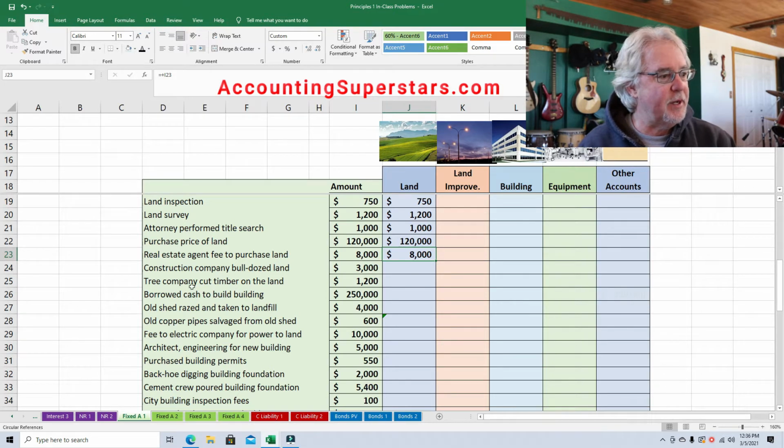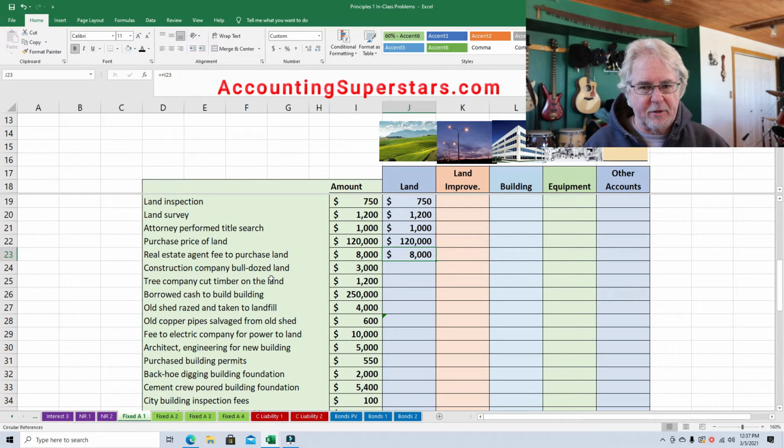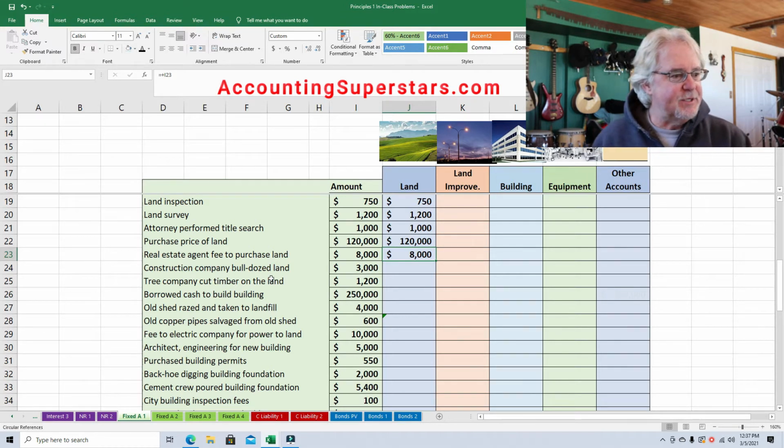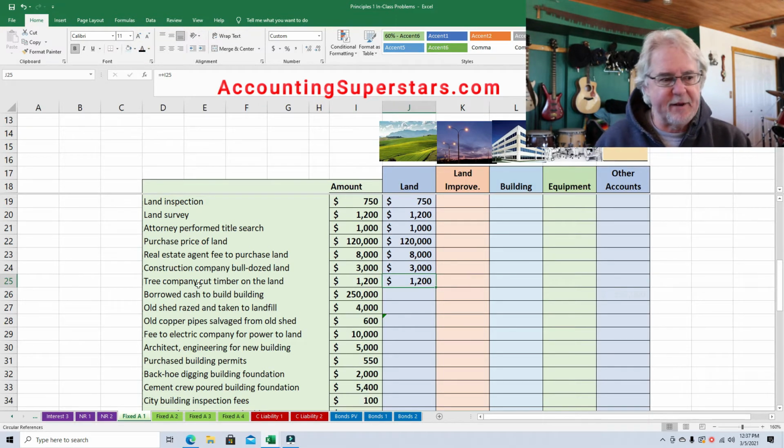Now, here's what's going on here. Construction company bulldozed the land. So maybe the land needed to be flattened out. Maybe there were some dips in the land where there was water collecting. And so this is part of the cost of getting the land ready for use. So we'll put it right here into the land, $3,000. Now, a tree company to cut timber on the land, that's going to go right here on the land also. We're still getting this property ready for use. Maybe there was a lot of overgrowth and that kind of thing.